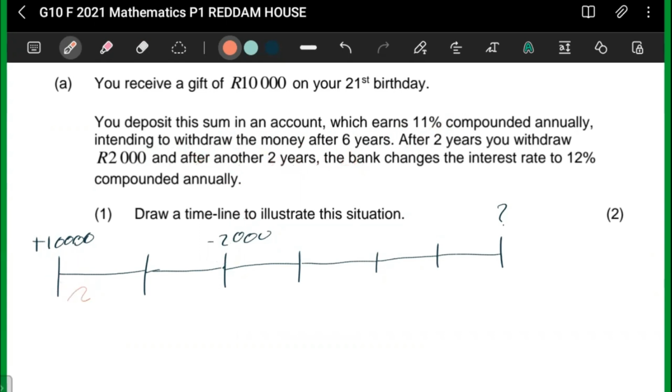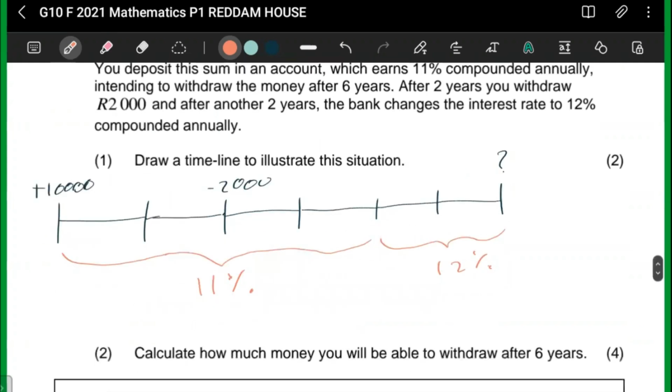And then it says here after another 2 years. So it means that 2 years pass. And then they said here after another 2 years, right? The bank changes the interest rate. So meaning 4 years passed with the same 11% interest rate. And then only towards the end here was the interest rate 12%, because that's what they said here. They said it's 11% compounded annually, intending to withdraw the money after 6 years. After 2 years, you withdraw money. And then after another 2 years, they change the interest. So this is your timeline.